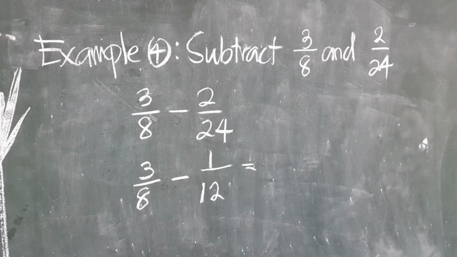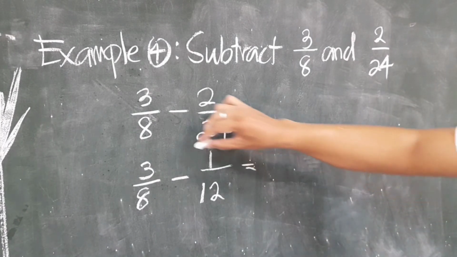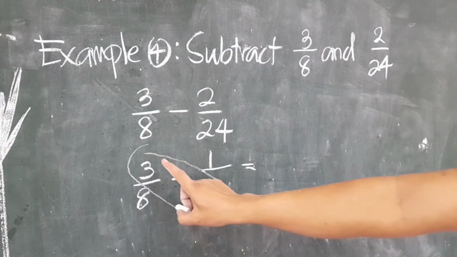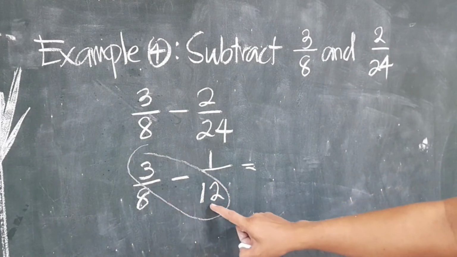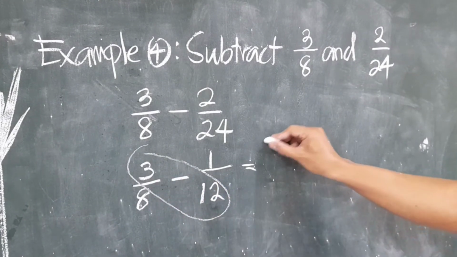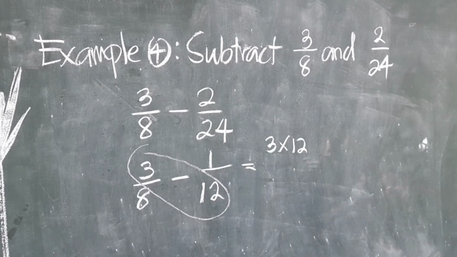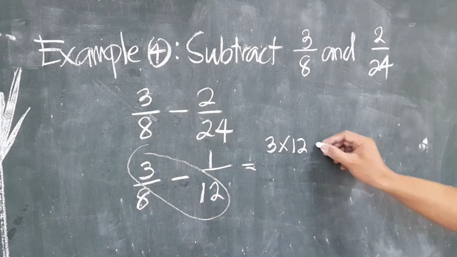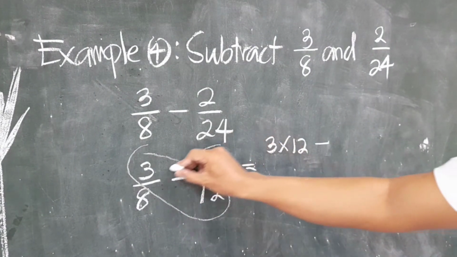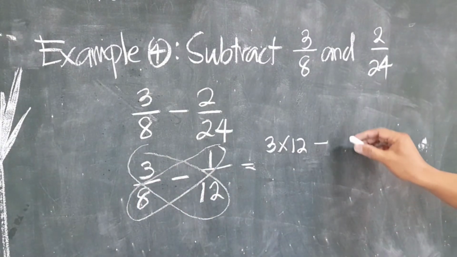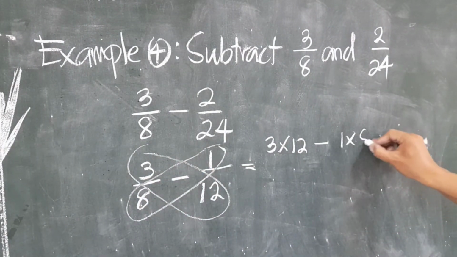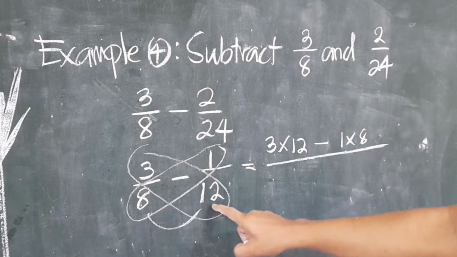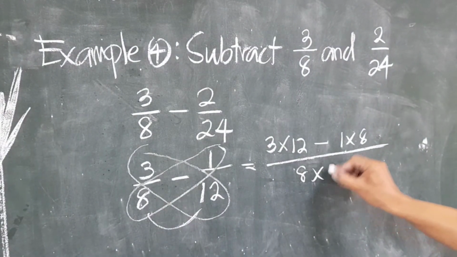Okay, using the same method, we're going to multiply again the numerator of the first fraction and the denominator of the second fraction. So we have 3 times 12, and we're going to use the minus operator, and then multiply 8 times 1, or 1 times 8. So 1 times 8, and all over multiply 8 and 12. So 8 times 12.